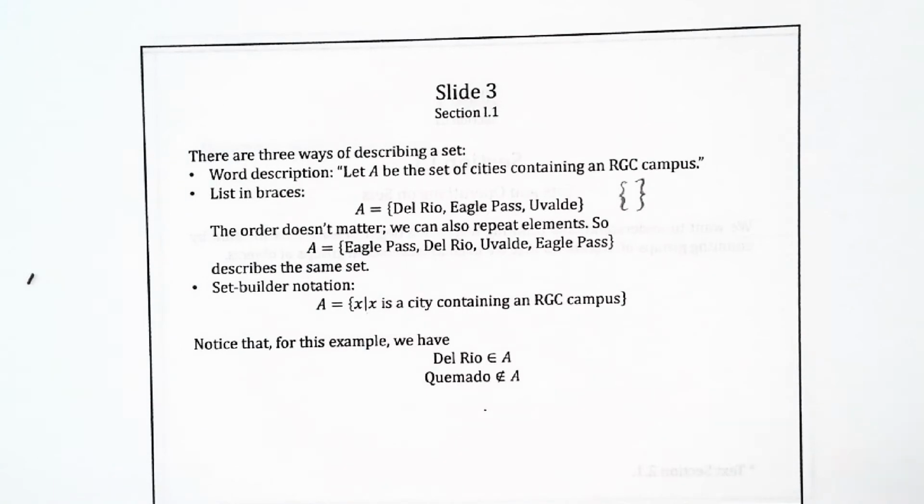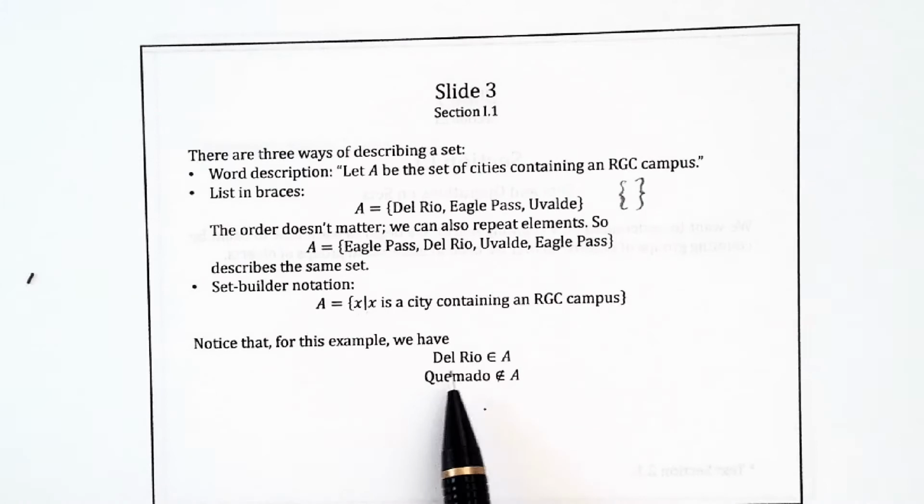So for example, we could say Del Rio is an element of A, or we could say Quemado is not an element of A.